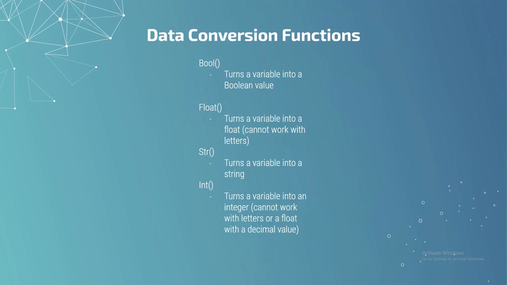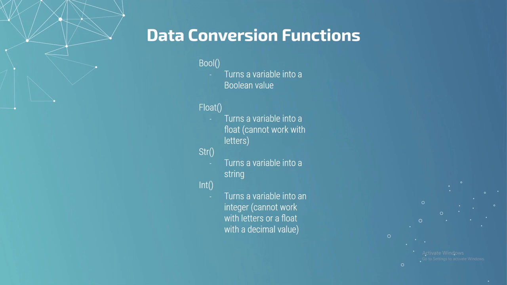The first data conversion function is a Boolean, which turns a variable into a Boolean value. This will only work with strings because strings are the only types of variables that can hold a true or false text. Next is float. Floats can turn a variable into a float. This can work with strings or integers.